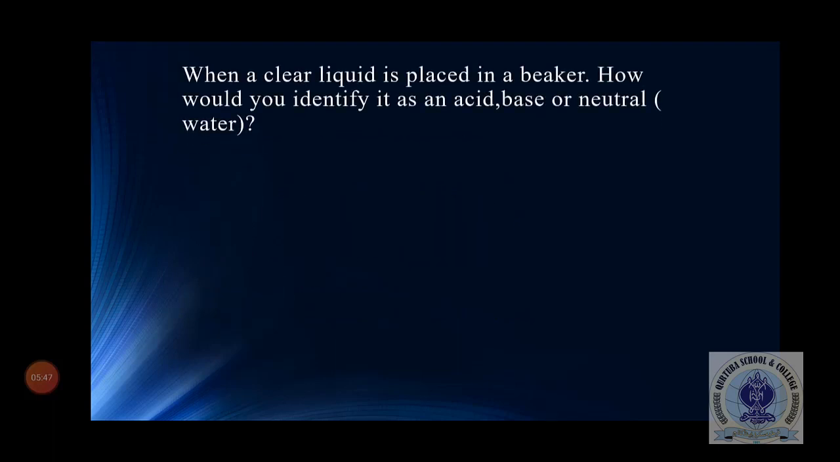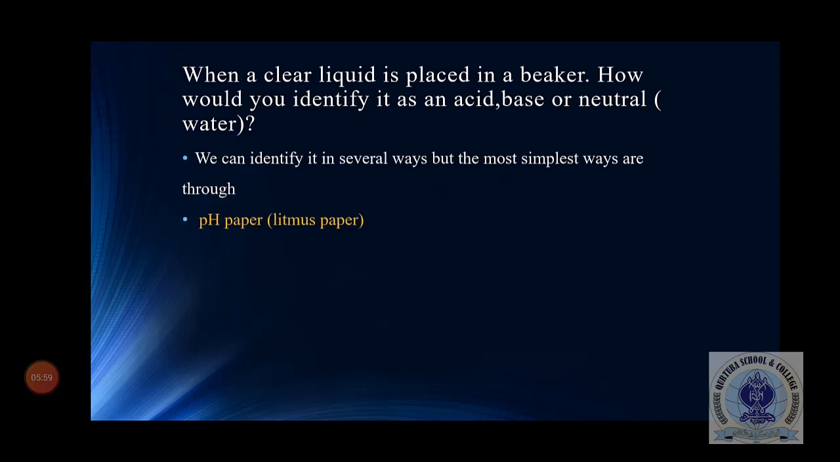Now it's time to explain some different short questions. So the question is, when a clear liquid is placed in a beaker, how would you identify it as an acid, base, or a neutral solution? We can identify it in the simplest ways, and these are through pH paper, also called litmus paper, and also through a pH meter, which is a bit easier and will give you a specific value of the pH.